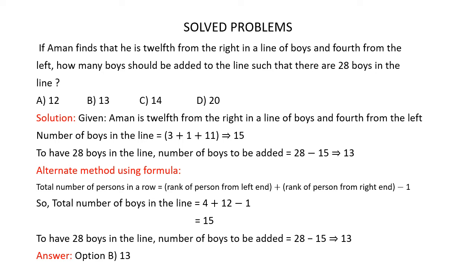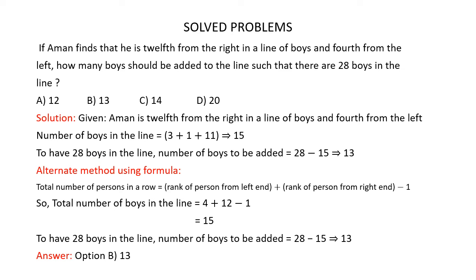Now it's given that Aman is 12th from the right in a line of boys and 4th from the left. So obviously the number of boys in the line is equal to 3 plus 1 plus 11, which is 15. Now to have 28 boys in the line, the number of boys to be added is 28 minus 15, which is 13. So 13 boys have to be added so that there are 28 boys in the line.